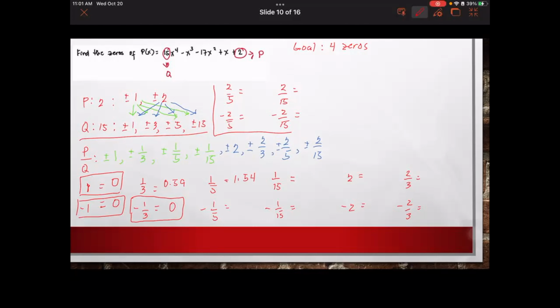How about -1/5? Pakisolve naman po yung iba. Yes, Mendoza. 144/125. Hindi pa rin siya 0. How about 1/15?